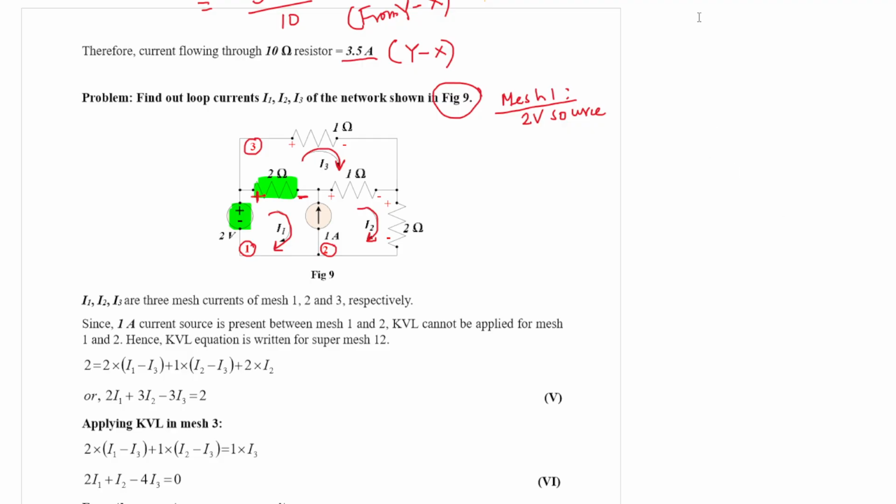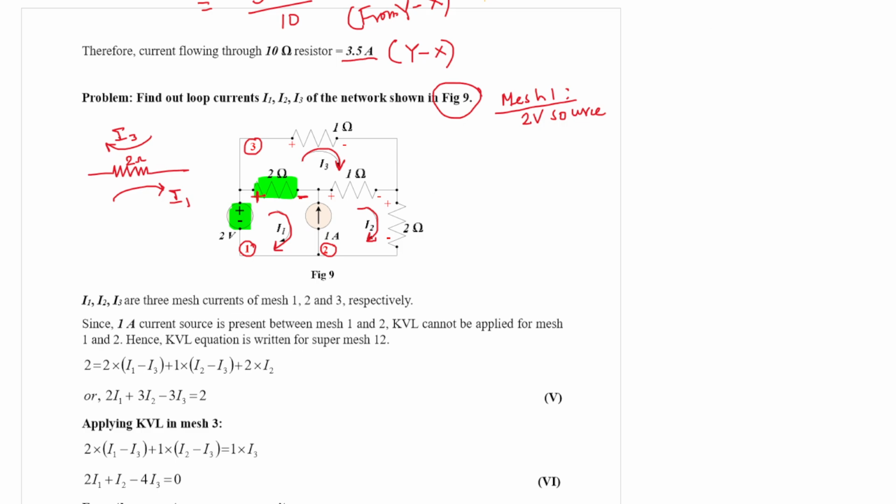If I draw it separately, let us say this is the 2 ohm resistor. I1 is flowing in this direction, and I3 is flowing in this direction, according to the current directions given in the diagram. I3 is a clockwise current, and I1 is again a clockwise current, so it is flowing through this.